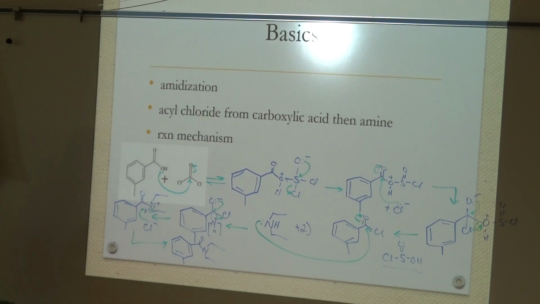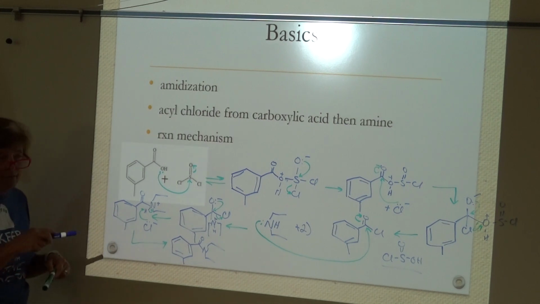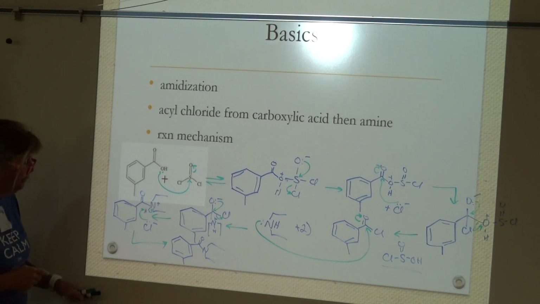Primary, secondary amines do this very well. Tertiary amines would not be available because there's no way to deprotonate it at this point. So everything then reverts back to a certain point because you just can't clean them up.